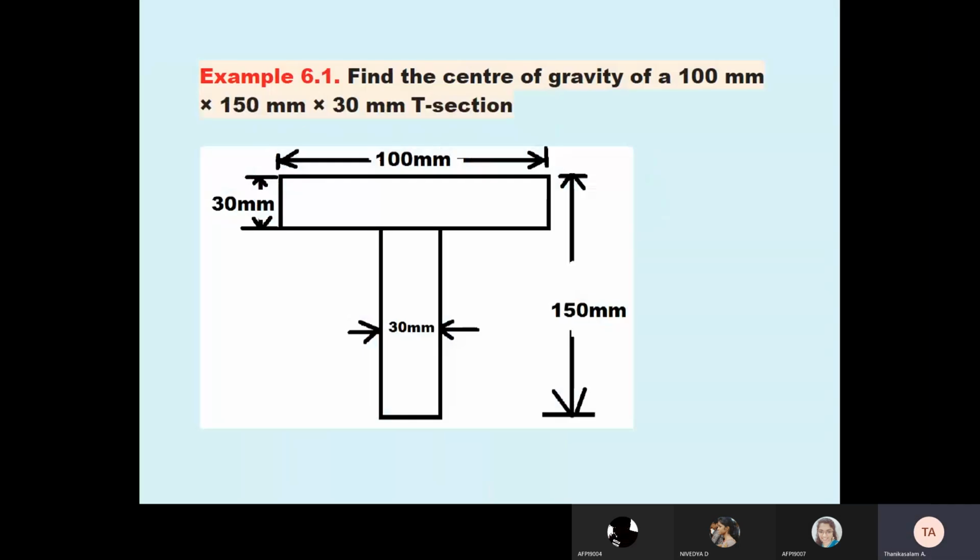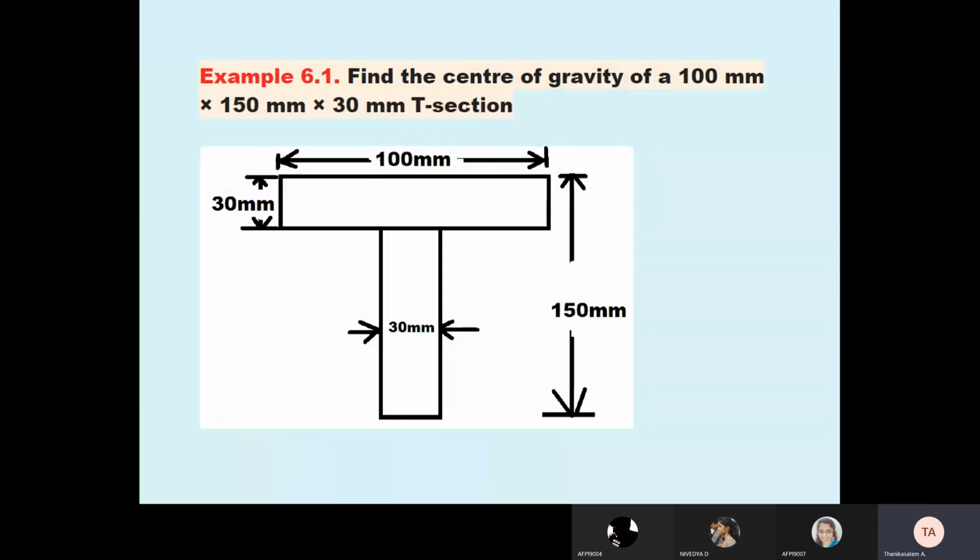Now this is the given problem. Find the center of gravity of a 100 mm, 150 mm, 30 mm T section. Students, do they mention only dimensions or a diagram? They mention the T section. We know T section means T shape. So what does 100 mm mean? That is the horizontal distance. First we draw the T shape, then take 100 as the horizontal, the top 100 mm. 150 means vertical height. This is a standard procedure.